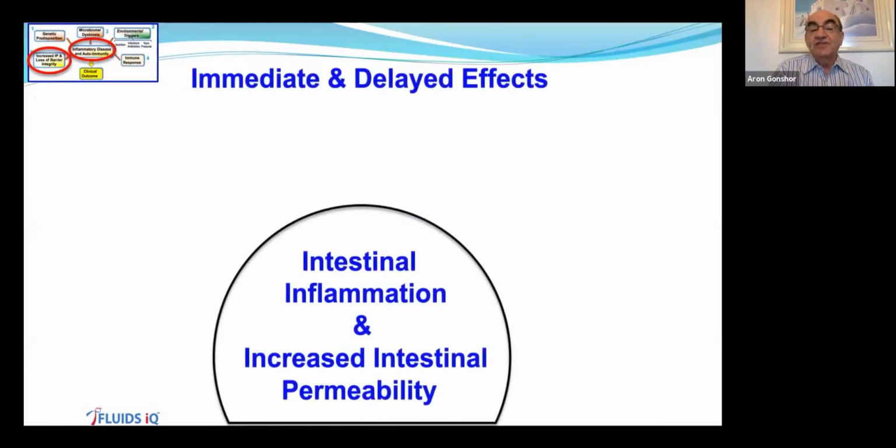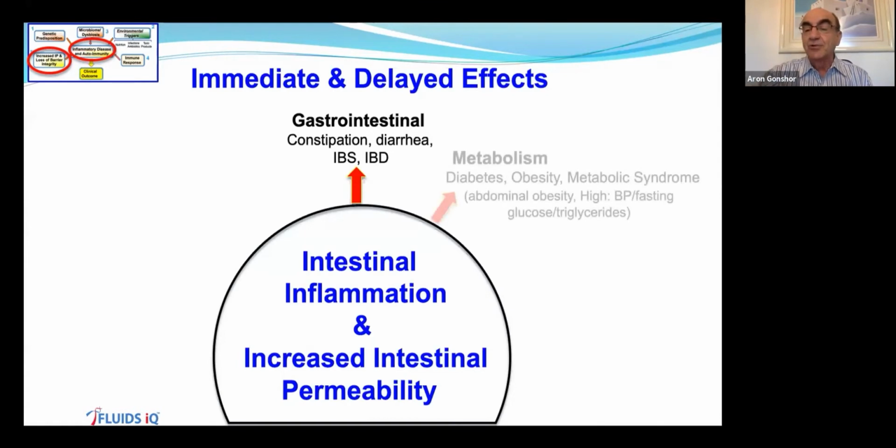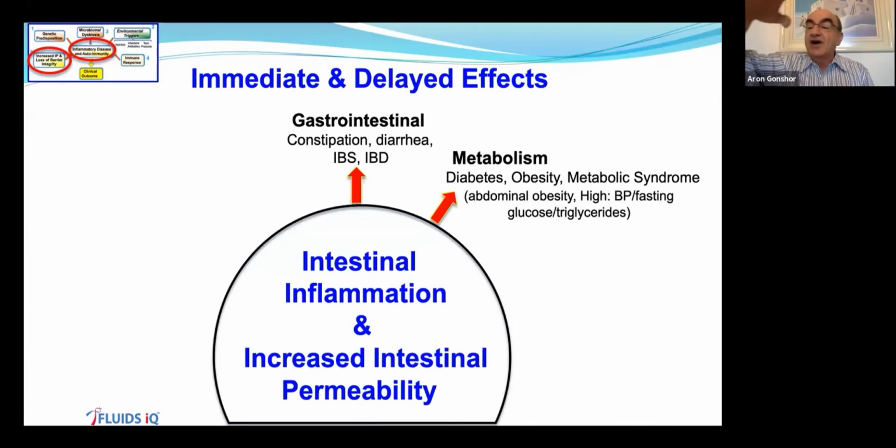So there are many different types of immediate and delayed intestinal inflammation. And I'm just going to show you this just to give you an idea of all the things that can be happening in the gastrointestinal system: IBD, IBS, diarrhea, the various metabolic problems, diabetes, obesity, metabolic syndrome. People always say, what is that? Well, it's abdominal obesity. You have high levels of blood pressure. The fasting glucose is high. You have high levels of triglycerides.